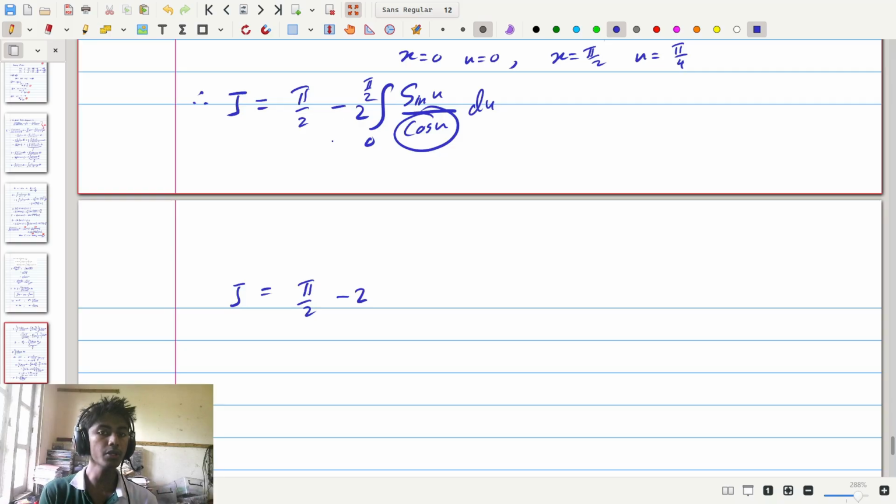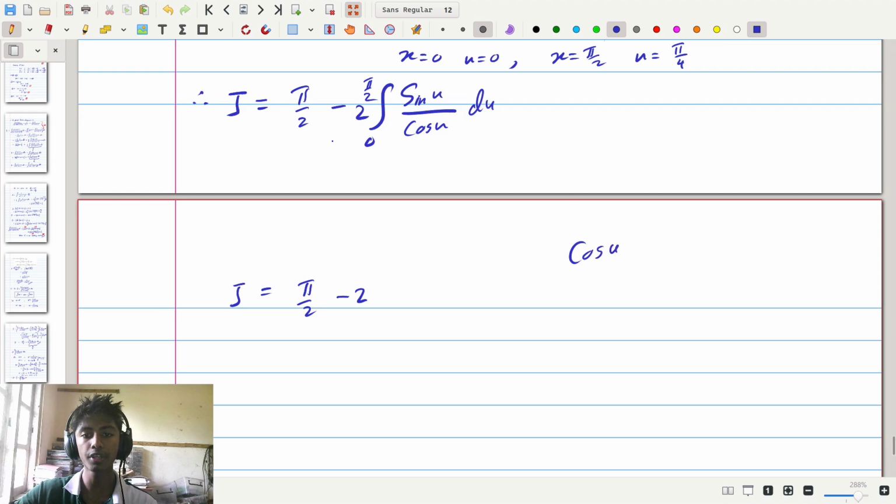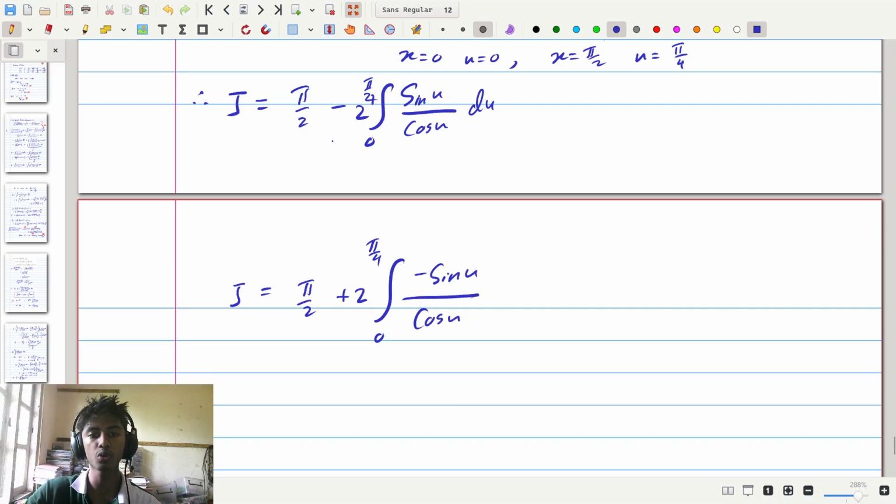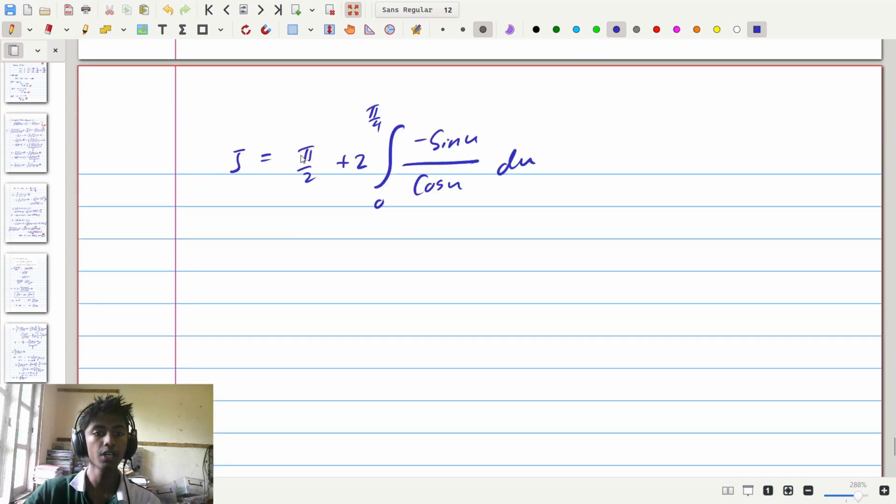Now sine u is equal to the negative derivative of cosine of u, since the derivative of cosine u is equal to negative sine u. Due to this, if we instead write this negative 2 times the integral from 0 to pi by 4 of sine u divided by cos u du as plus 2 times the integral from 0 to pi by 4 of minus sine u by cos u du, then we can write this as being equal to pi by 2 plus 2 times the integral from 0 to pi by 4 of the derivative of cosine of u divided by cos u du.